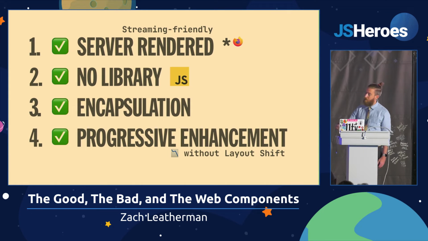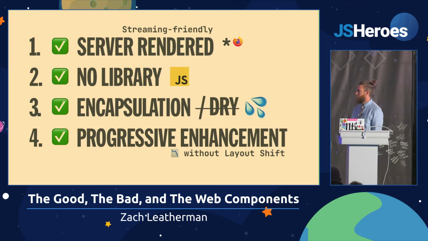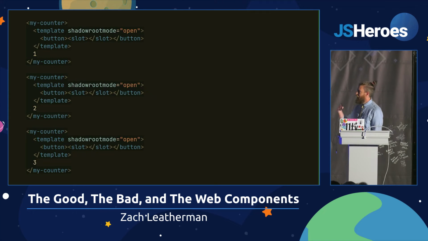So we can have server-rendered code. All of our templates are included in our component instances, with the exception of Firefox. Again, there's no library JavaScript here. There's no overhead to implementing these components. We have full encapsulation, and we have progressive enhancement without layout shift, independent of Firefox. But again, we're repeating ourselves. All of these component templates have to be embedded in every single instance, which is, in many respects, a worse authoring experience than the first example.